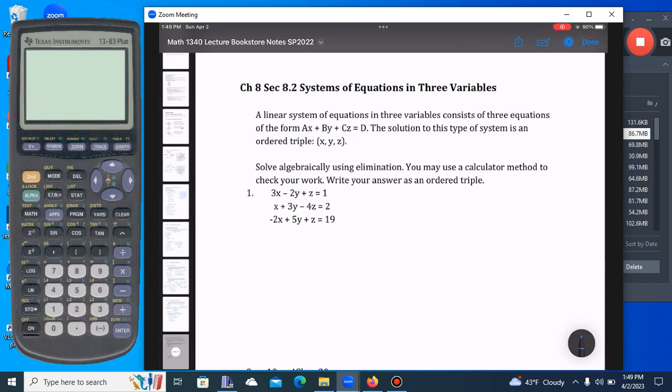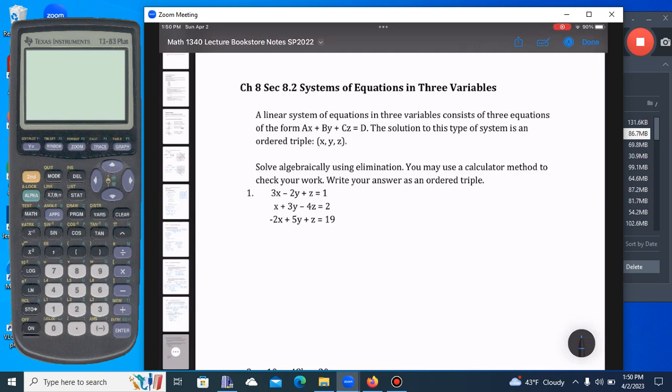Alright, so let's say we have 3x minus 2y plus z equals 1, x plus 3y minus 4z equals 2, and negative 2x plus 5y plus z equals negative 19. So what we want to do is look at what two equations we can use to eliminate a variable. And then we want to eliminate that same variable using a second set of two equations. So one equation we'll use twice, but we have to use all three equations.